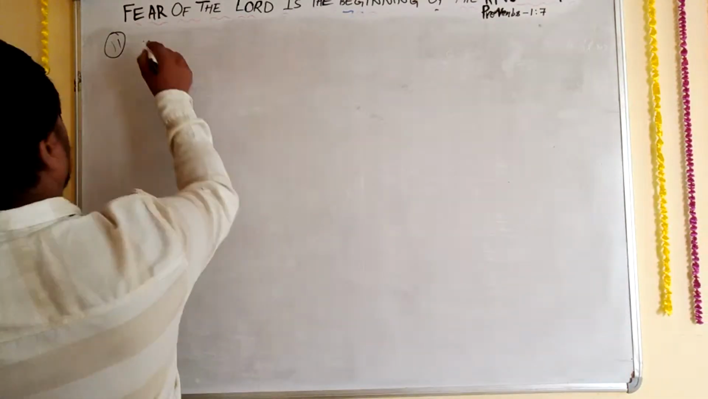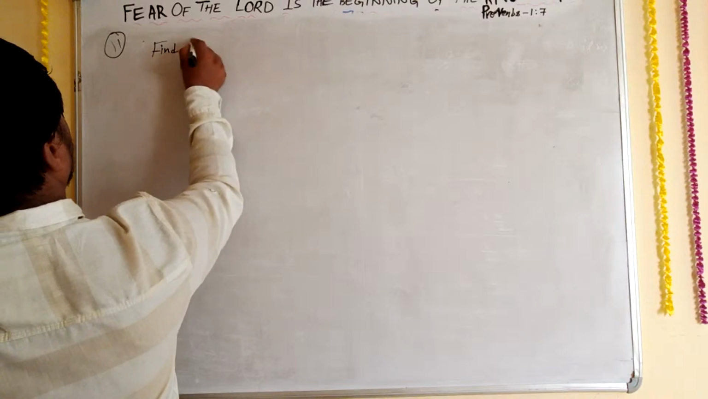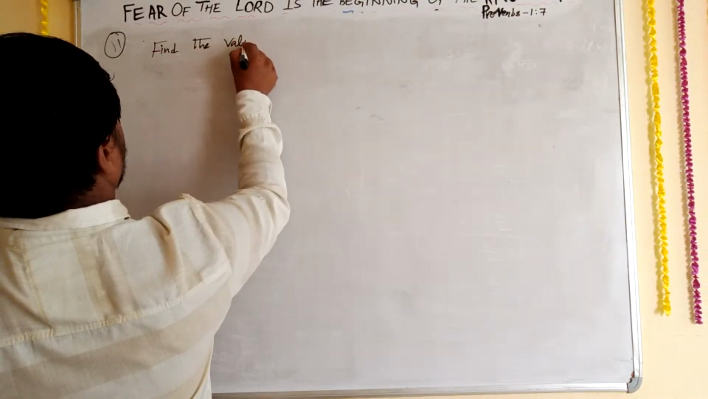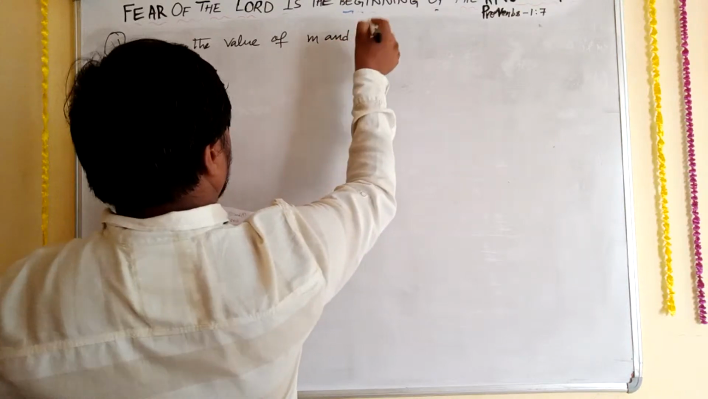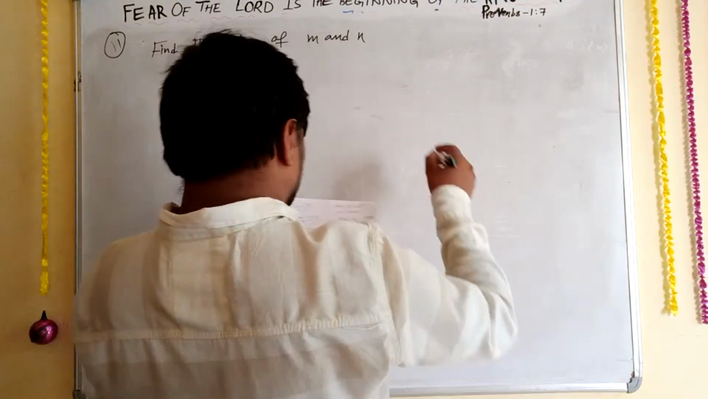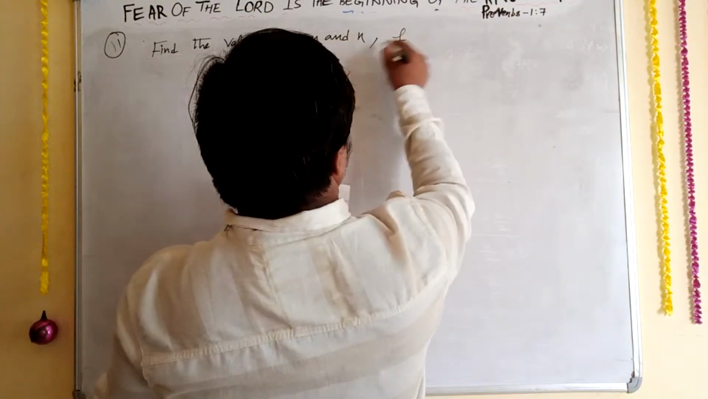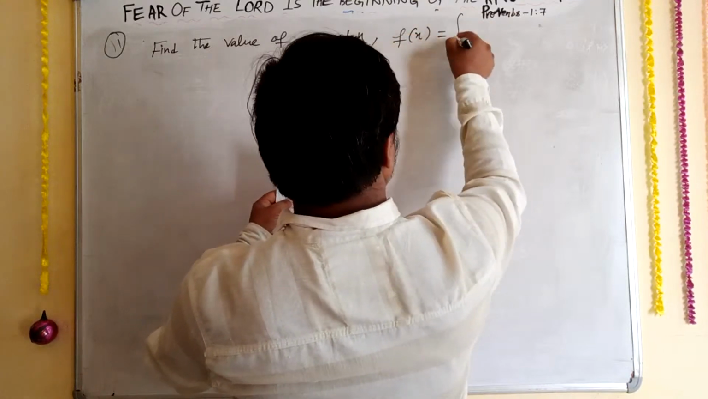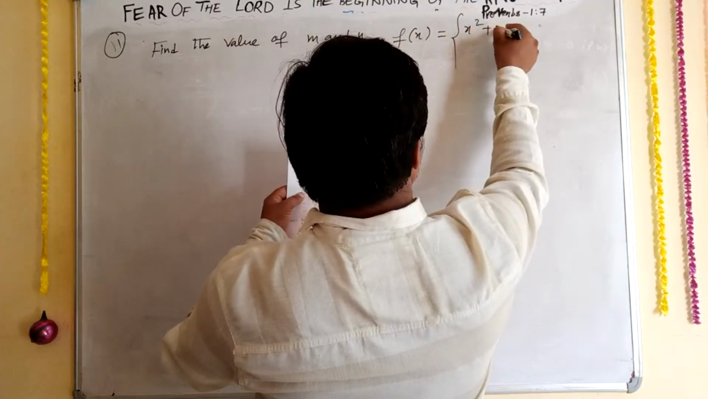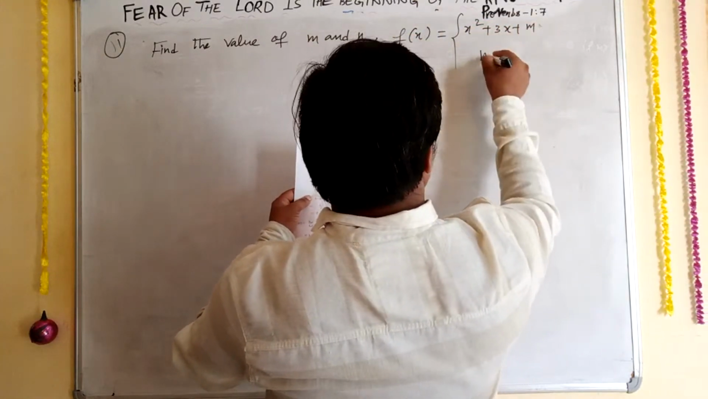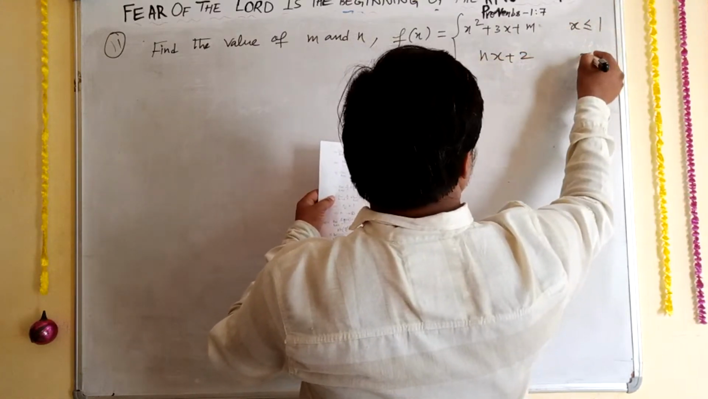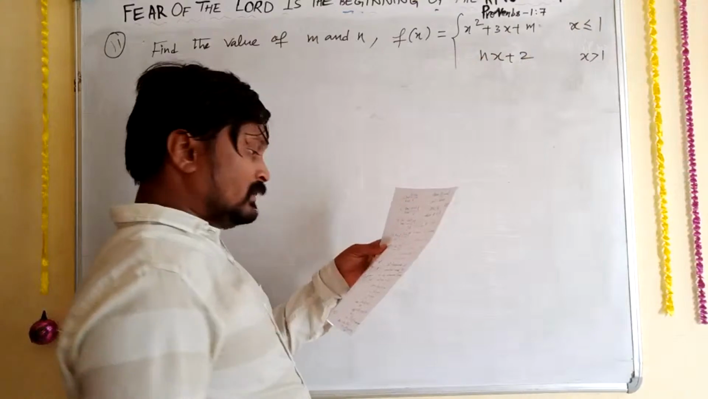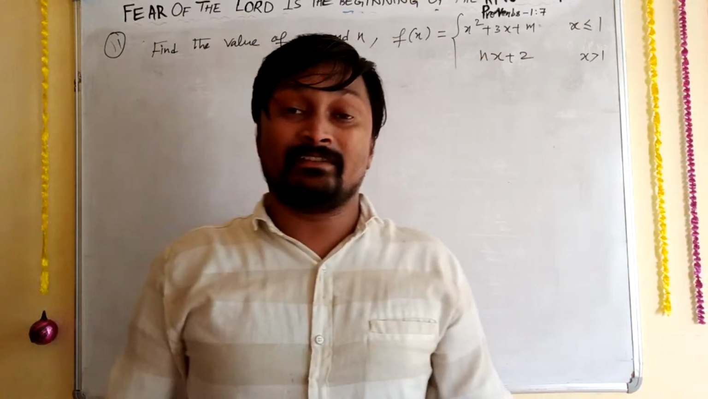Find the value of m and n if function f of x is equal to x square plus 3x plus m when x is less than or equal to 1, and n x plus 2 when x is greater than 1, is differentiable at every point.